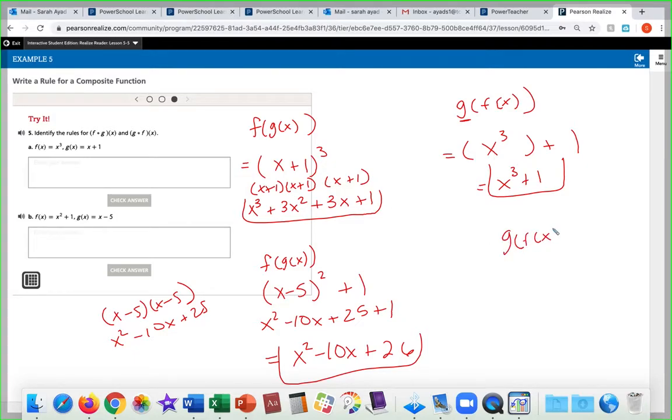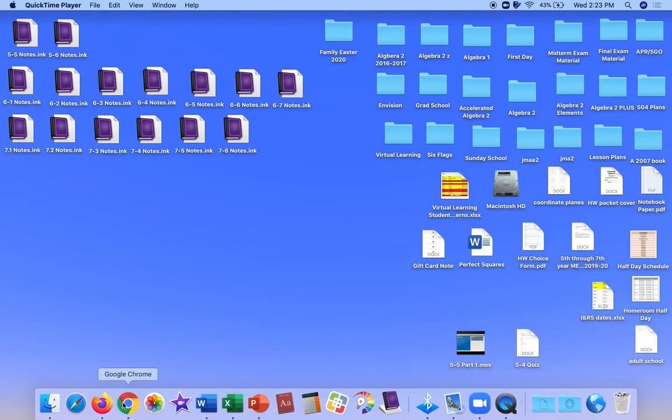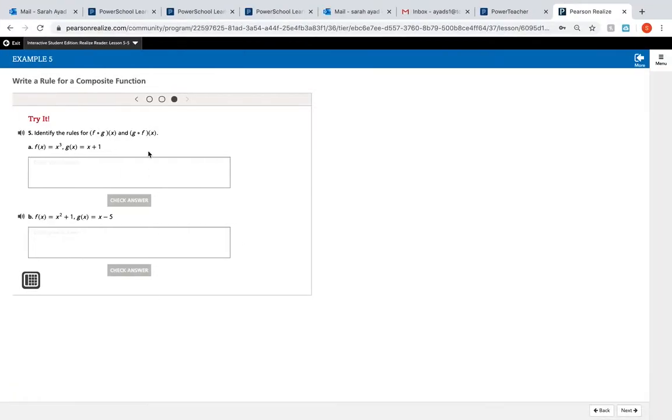Finally, g of f of x. I'm going to take out the x, something minus 5, and I'm going to put in f, which was x squared plus 1. x squared plus 1 minus 5 is x squared minus 4. And that's it. So again, you're taking that function on the outside, you're writing it down without the x, and everywhere you see an x, you're plugging in another function. All right.